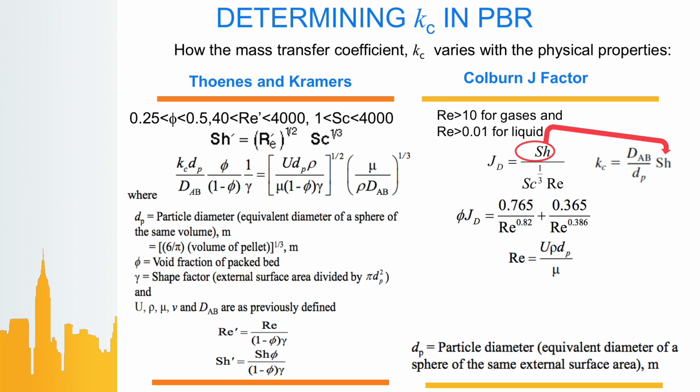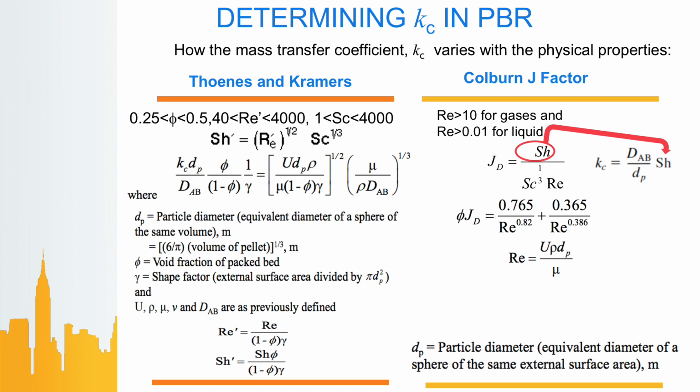So let's have a look at how to calculate Kc using Thoenes and Kramers first. If you look into the equation, you can calculate Kc as stated in the equation on the slide. If you refer to your textbook, this is equation 11.66. Bear in mind, the dp used in this equation 11.66 is applied for the catalyst shape that is spherical.